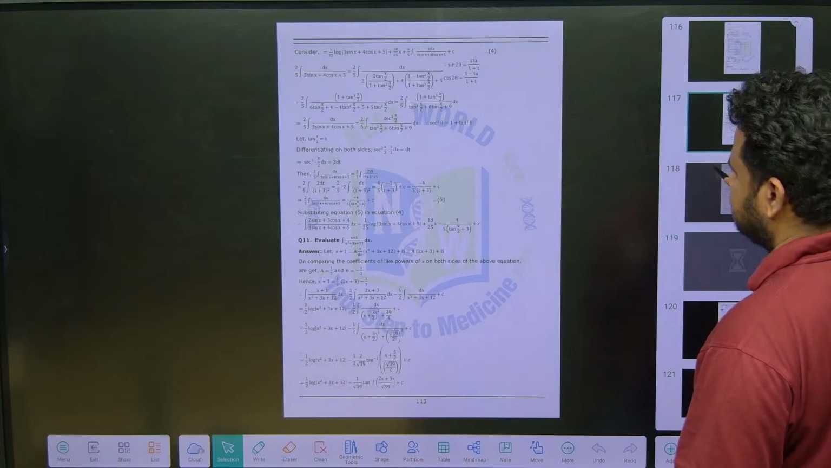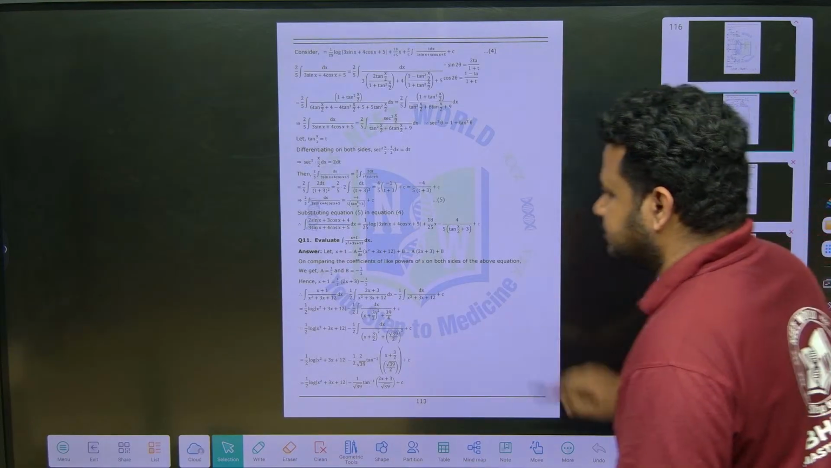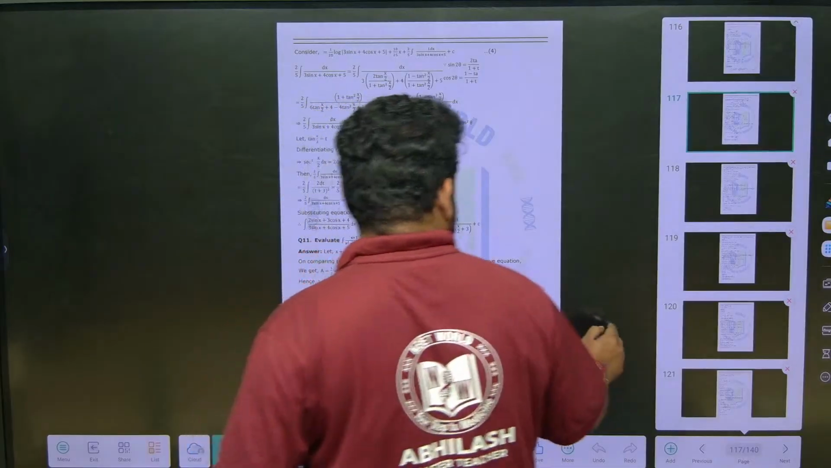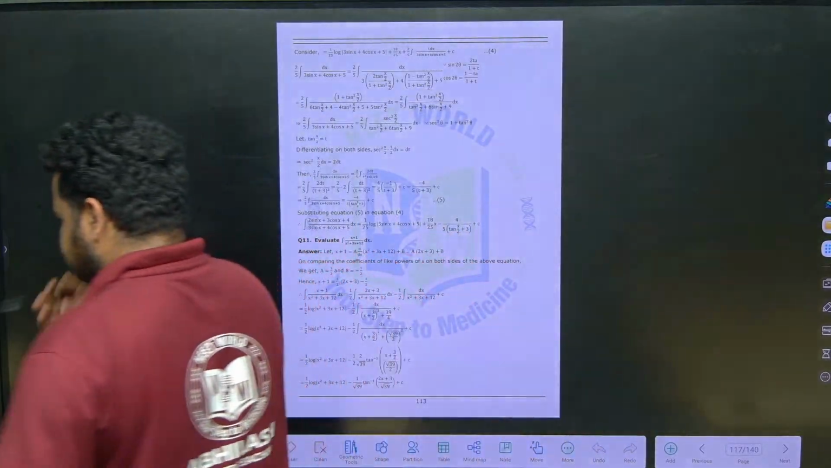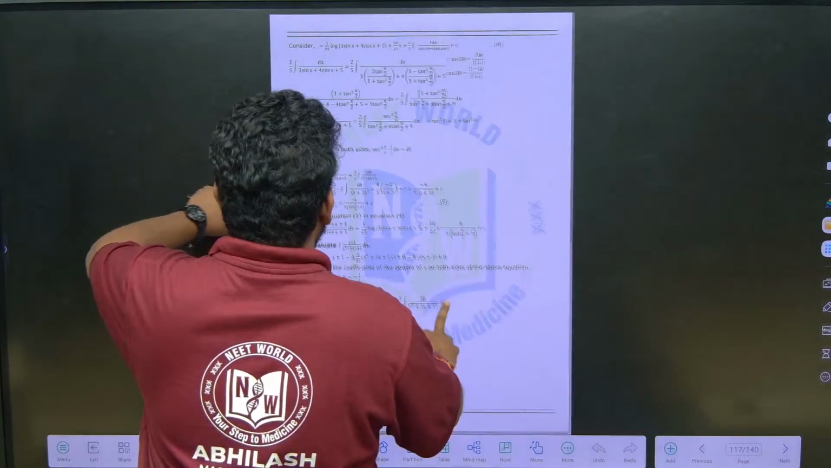These are reduction formula questions. I hope I am audible.